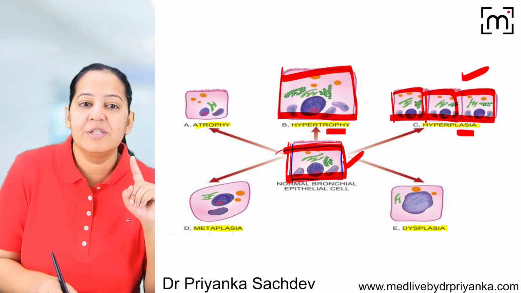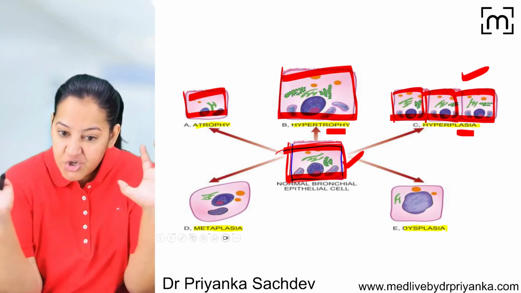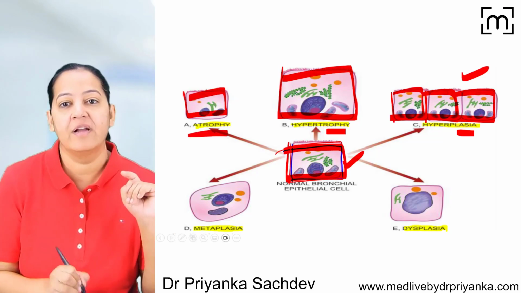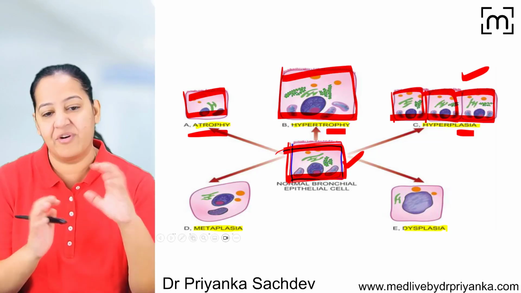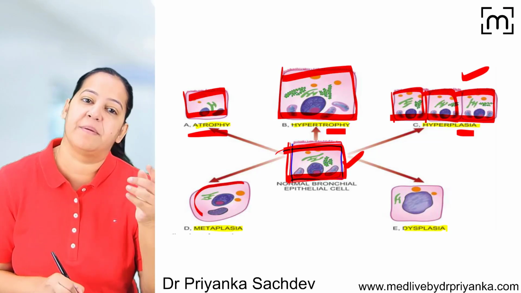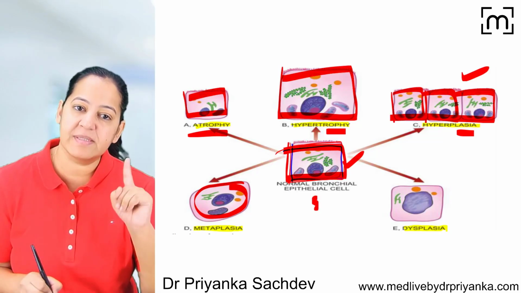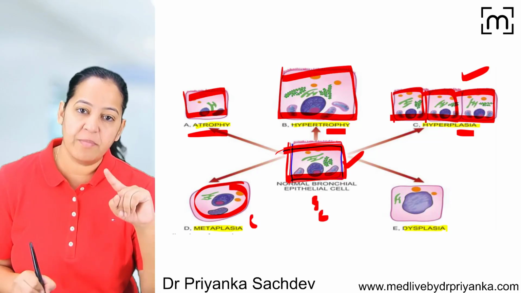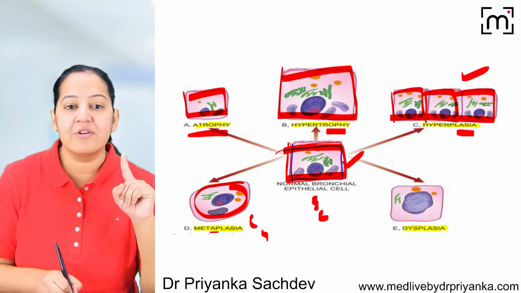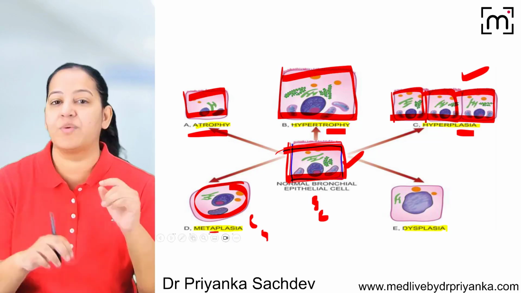Okay, the third is, you can see this cell, it is shrunken. It is decreased in size. Decrease in size is known as atrophy. Atrophy is reduction in size. The next is, now this cell will convert into some other mature cell. For example, this is squamous, it is converting into columnar. If it is columnar, converting into squamous. So it is known as metaplasia. Metaplasia is transformation of one mature cell into another cell.